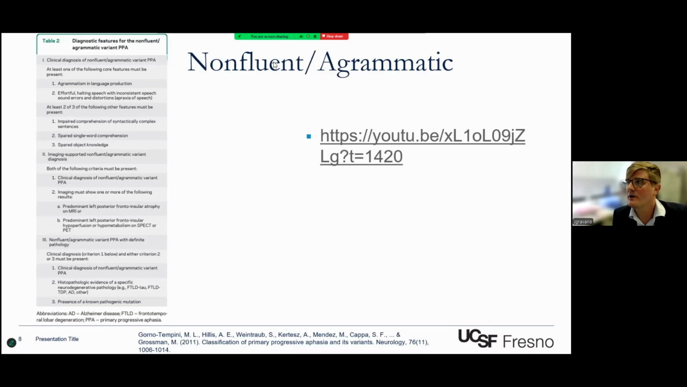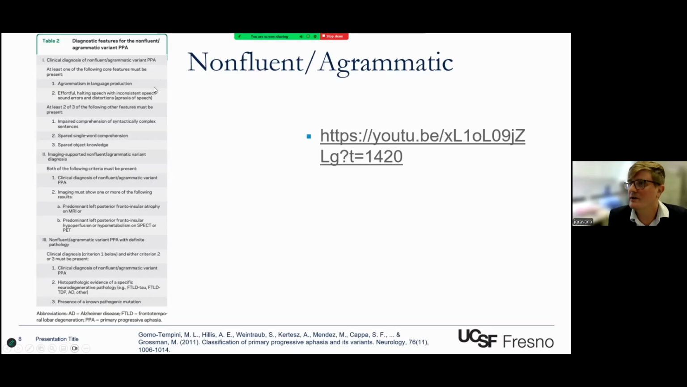And so the non-fluent agrammatic variant has some core features, some associated features, and then particular associations with imaging, as well as potentially causal mechanisms. So the Gorno-Tempini article does seem to be widely used and generally, I would say, accepted for these primary syndromes. And so for learners, it's really good to have some fluency with this particular article.